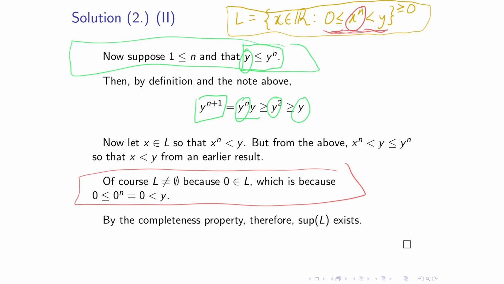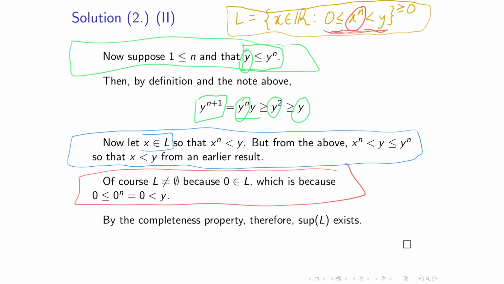But let's now show that it has an upper bound. In particular, I'm going to show that y is an upper bound for the set L. So let's take an arbitrary element x out of L. By definition, what we know is that x to the n is less than y. And there's more, but that's all I need right now.